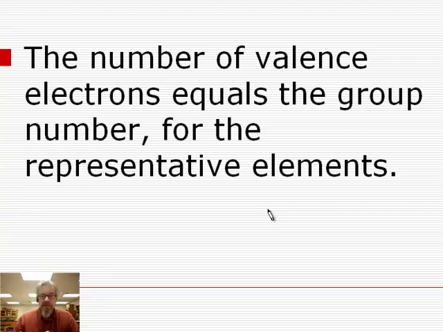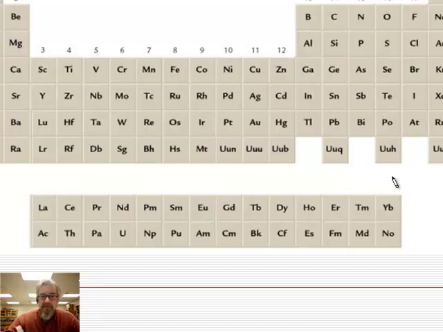Well, the good news is the question, how many valence electrons are there, is easily answered by looking at the periodic table. Whatever the group number is for the representative elements, this means the first two columns and the last six columns of the periodic table, that's the number of valence electrons. The group number is the number of valence electrons. We're mostly going to concern ourselves only with the representative elements, at least for now, because mostly the things that do covalent bonding are representative elements.